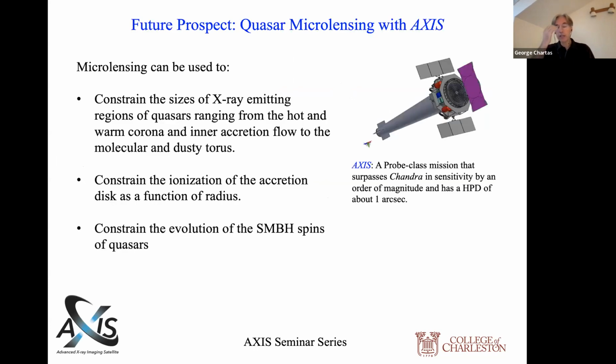So I want to quickly summarize some of the important things we can learn and constrain with AXIS. AXIS will allow us not only to constrain the sizes of the hot coronae, but also of the warm coronae of quasars. It would allow us to constrain the ionization parameter of the disks of quasars as a function of radius, and also allow us to constrain the spin as a function of redshift. As Fabio mentioned, learning about the evolution of the spin can tell us about the history of the AGN as well.